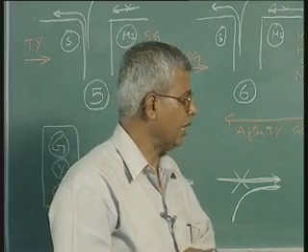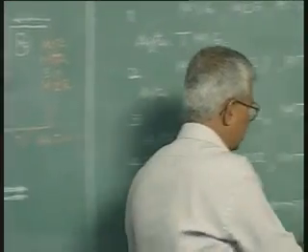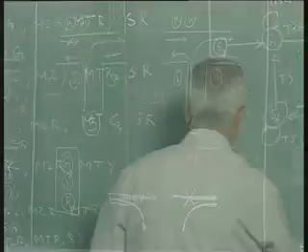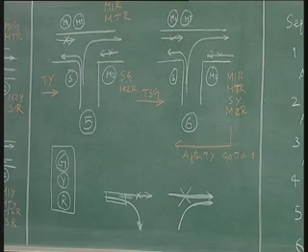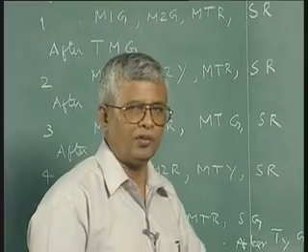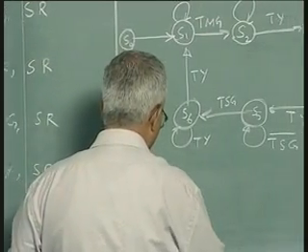So, how is the state graph going to look? First of all, you have to see whether the state graph is a Moore graph or a Mealy graph. This is a Moore graph. Why is it a Moore graph?